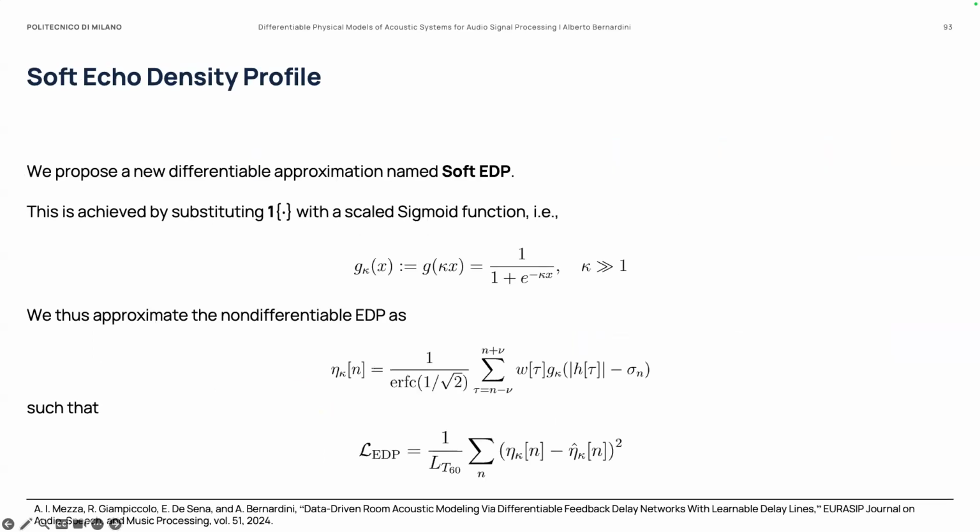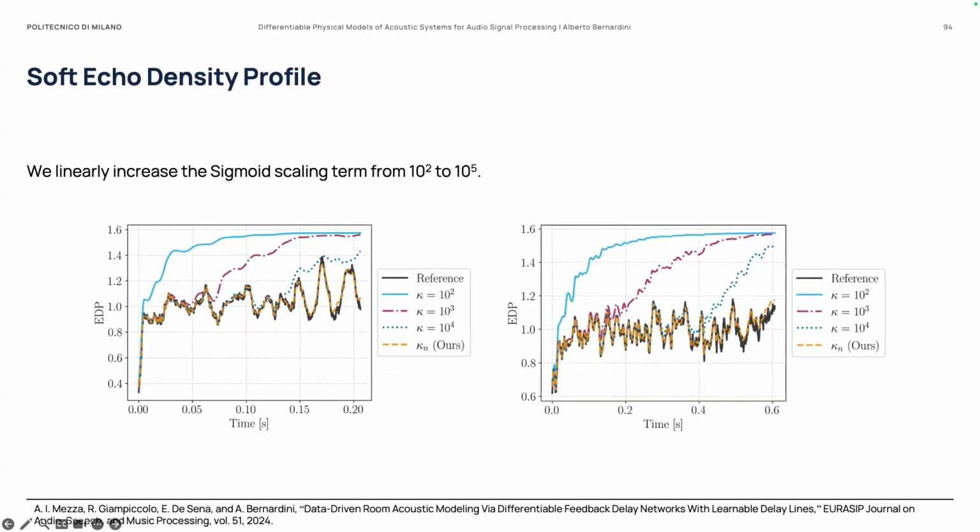So we defined this soft, differentiable version of the indicator function, which is based on a scaled sigmoid. This scaled sigmoid is characterized by a coefficient which multiplies the input x, and the higher the coefficient, the better the approximation of the sigmoid to the indicator function. So here is an example in which you increase kappa, which is the coefficient, and the higher the coefficient, the better the approximation to the indicator function. And this allows us to use this differentiable operation during training.